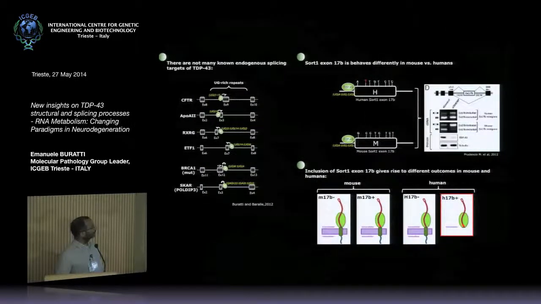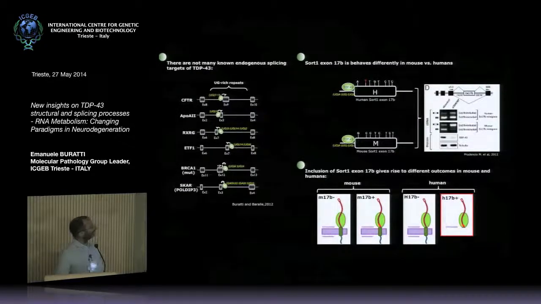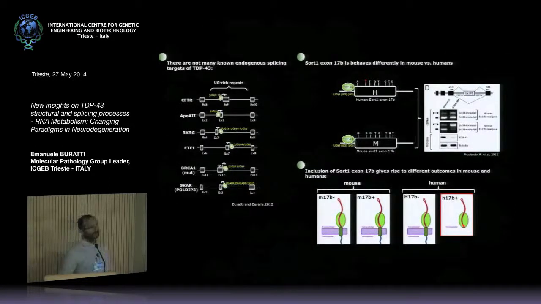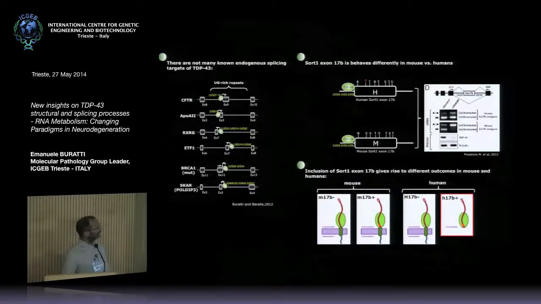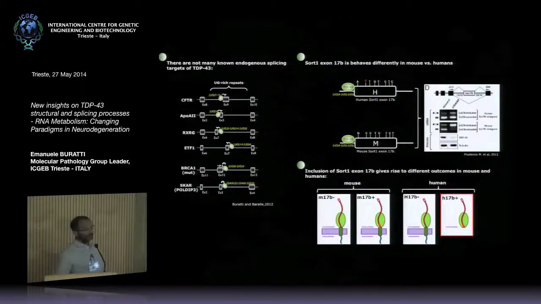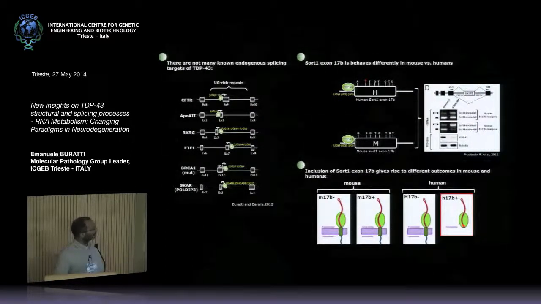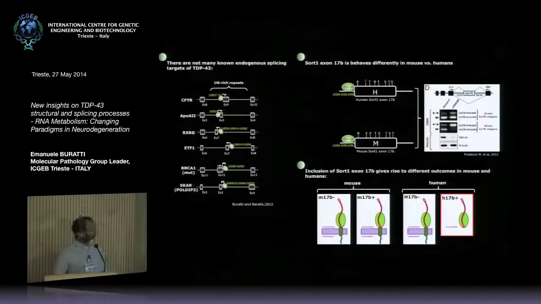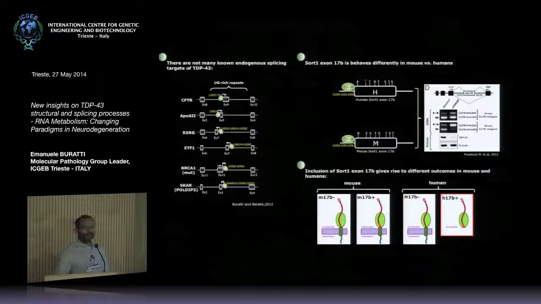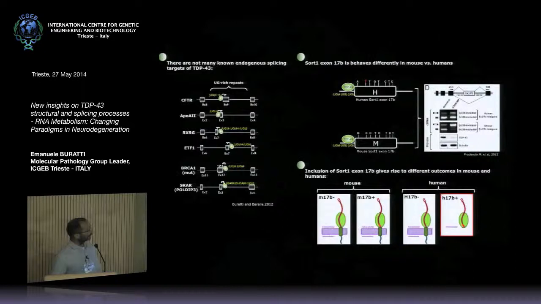example is represented by a particular exon called exon 17B that is found in the SORT1 gene. And the SORT1 gene could be extremely important for the pathology because it has been recognized as the major receptor through which neurons can actually take progranulin inside their body. And as you know, loss of function mutations in the progranulin gene are always associated to very severe cases of frontotemporal dementia.